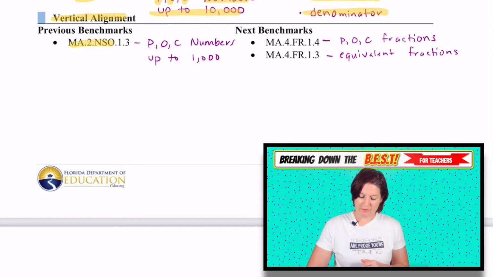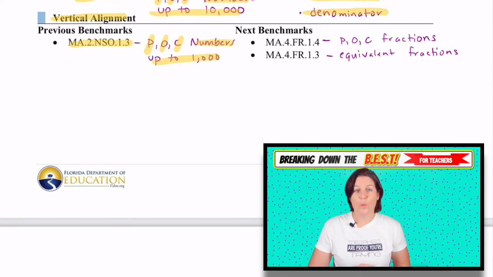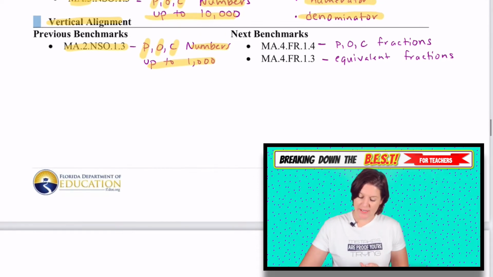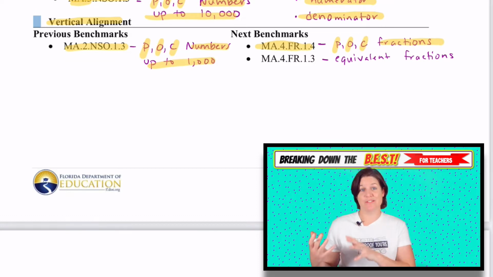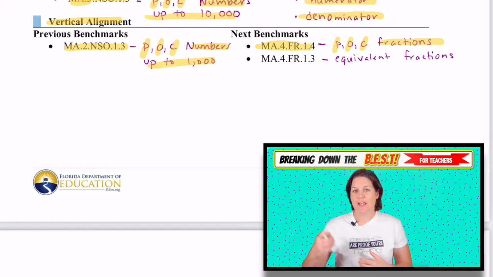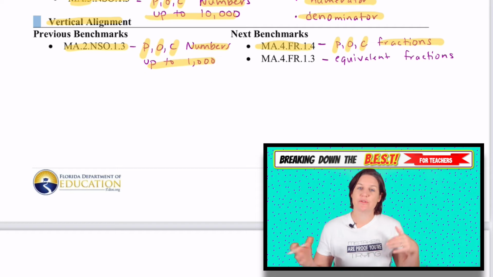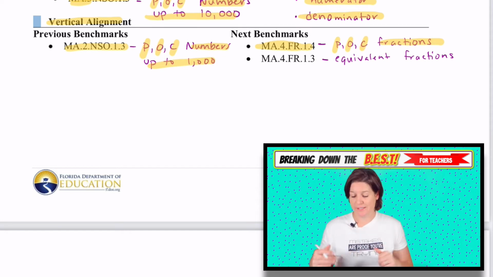Vertical alignment, where are they coming from in second grade? Well, they plotted, ordered, and compared numbers up to 1,000 last year. And next year, they will be plotting, ordering, comparing fractions, just they are not going to be limited to needing to have the same numerator or the same denominator. They could be comparing 3/5 and 4/6, for instance, where neither the numerator or denominator is the same. That's in fourth grade. They'll also be using benchmark fractions, which are 1/4, 1/2, and 3/4 to help plot and order and compare those in fourth grade.